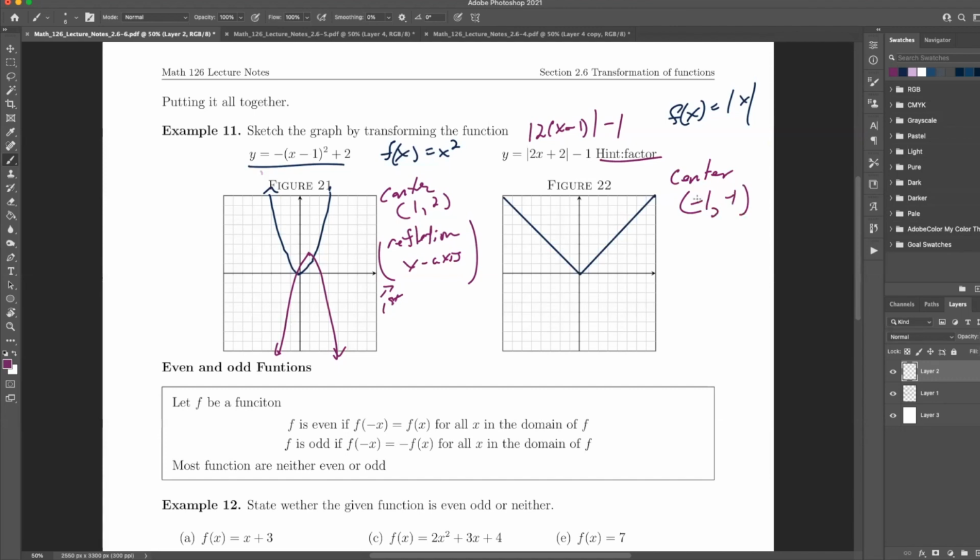Yeah, you did what I showed you to do. Do it one step at a time. So here we do this, and then here we're going to stretch it. And this is where it gets kind of funny, right? Because let me show you Desmos.